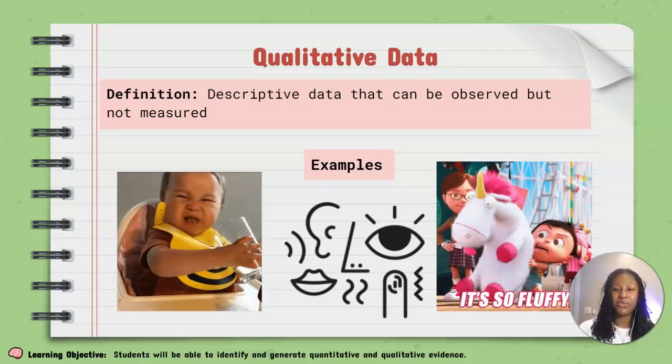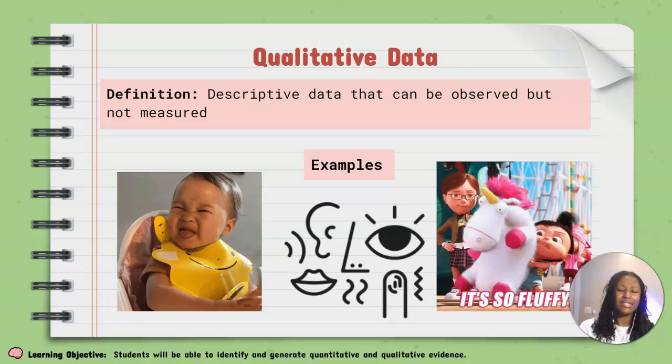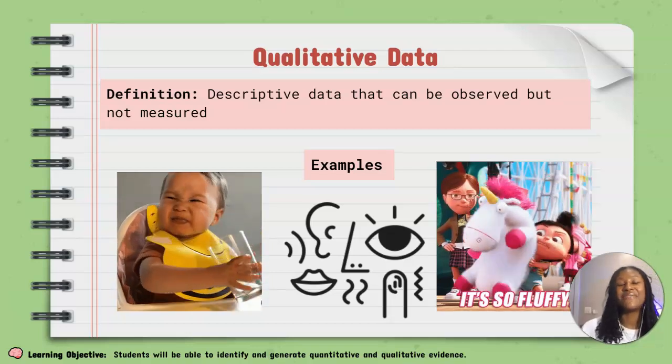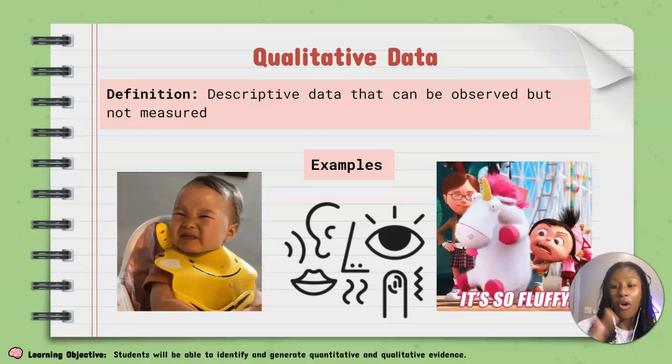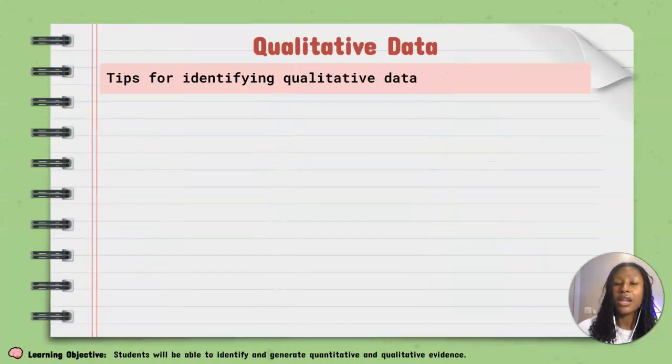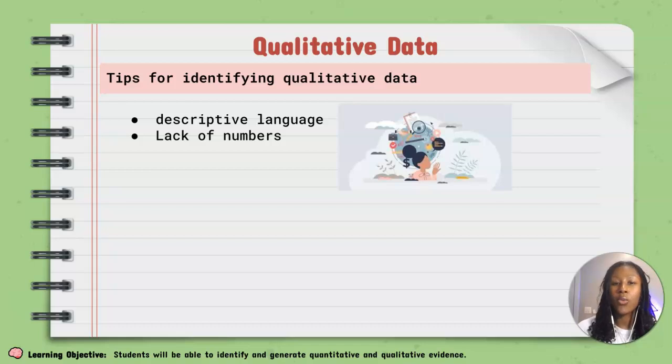Another example comes from the movie Despicable Me. That line, "It's so fluffy," is something that's going to stay in all of our heads. Now, fluffy is a very descriptive term that we can all kind of imagine what that feels like, but we can't measure it. So how do we identify qualitative data within our data set? Well, we're going to be looking for, again, descriptive language. Those are language terms that evoke memories you have. Maybe you can picture it in your head or feel it in your fingertips. They're also going to be data points that don't have any numbers. If you're seeing numbers, it's probably not qualitative.